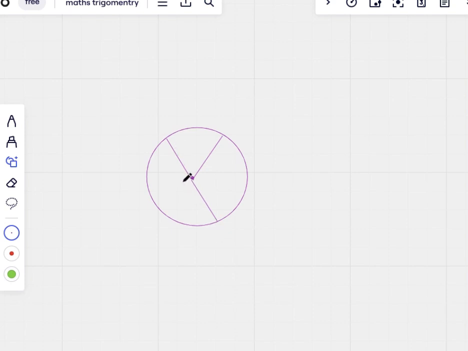So we call here D, diameter, and we call here R. So we already know these basics. We say the area of a circle is equal to pi r squared.